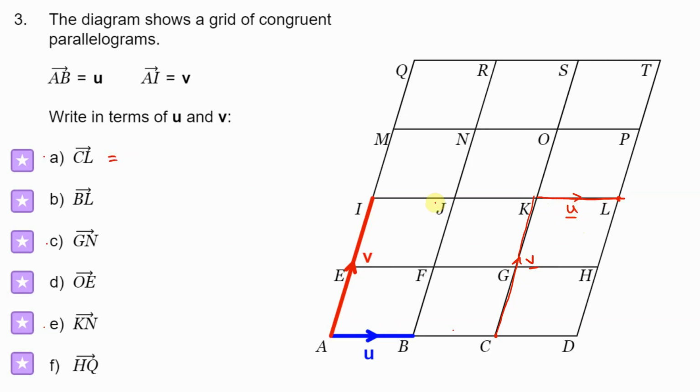So my vector C to L, I can't just go in this diagonal line. You've got to pretend that everywhere that isn't a line that we have a vector for is kind of like crocodile infested water, and if you walk across it, you're going to get eaten. So we've got to walk along the paths. So you've got to go up V and then to U. So that is going to be V plus U. So why don't you pause the video and have a go at BL now? Finding BL.